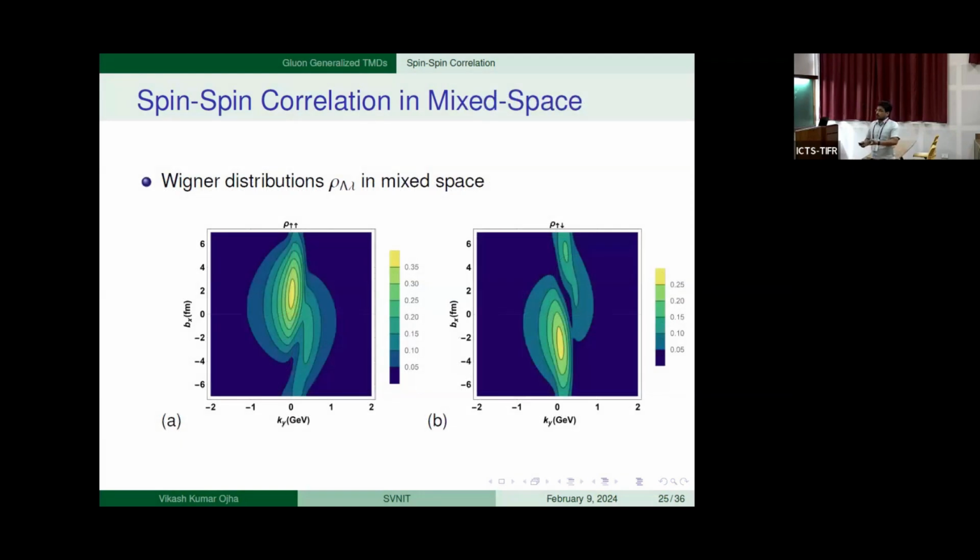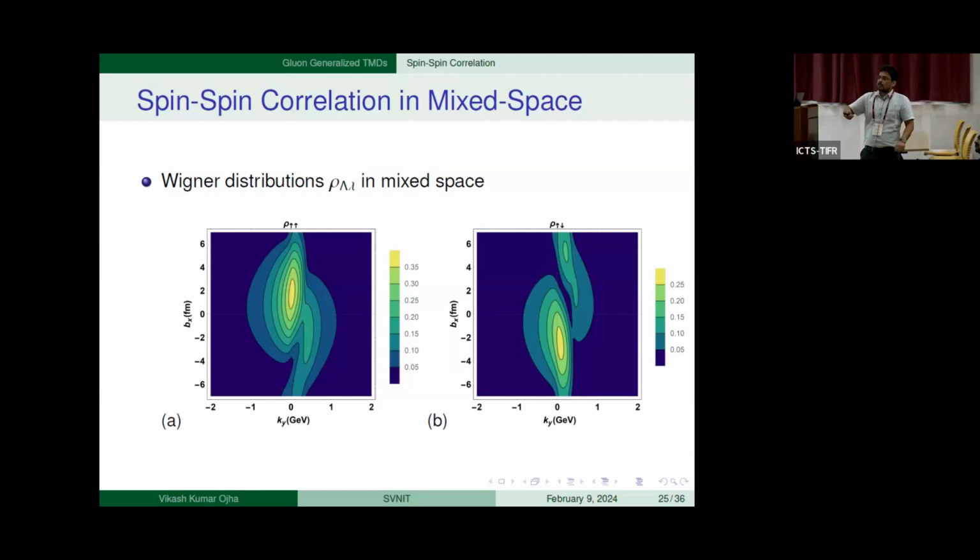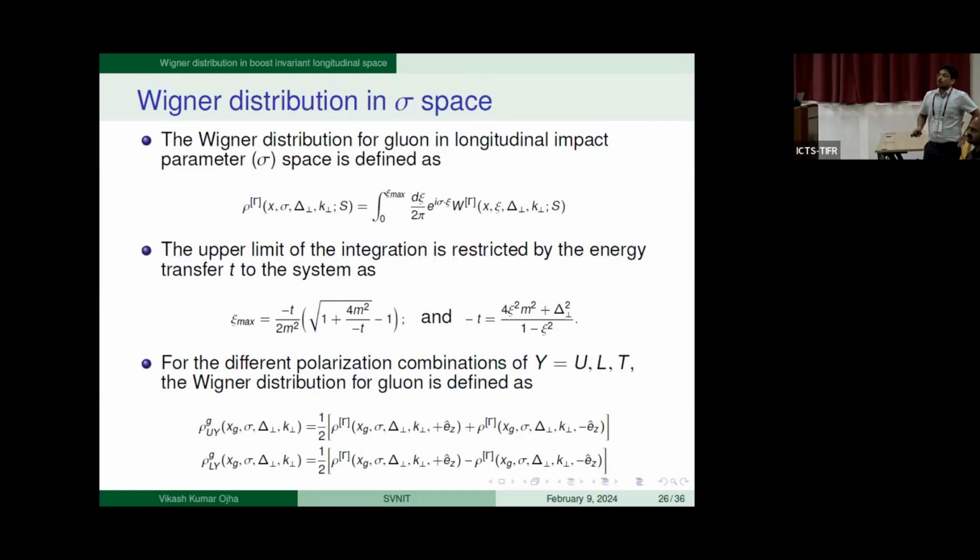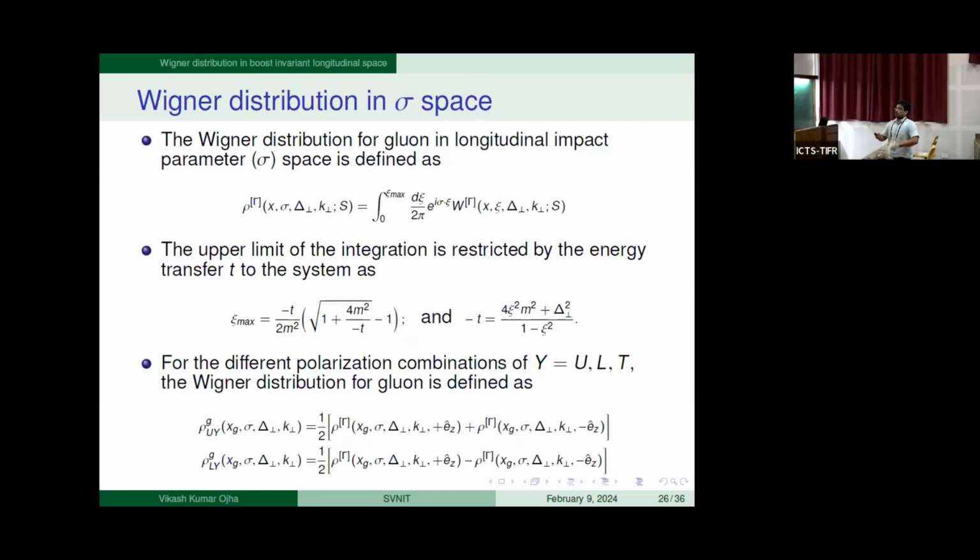In mixed space, we also see the distortion. These are the dipoles, so distorted dipoles, and these dipoles are going away from each other when the helicity gets flipped. Now, once we have all these things, we can move to the Wigner distribution in sigma space.